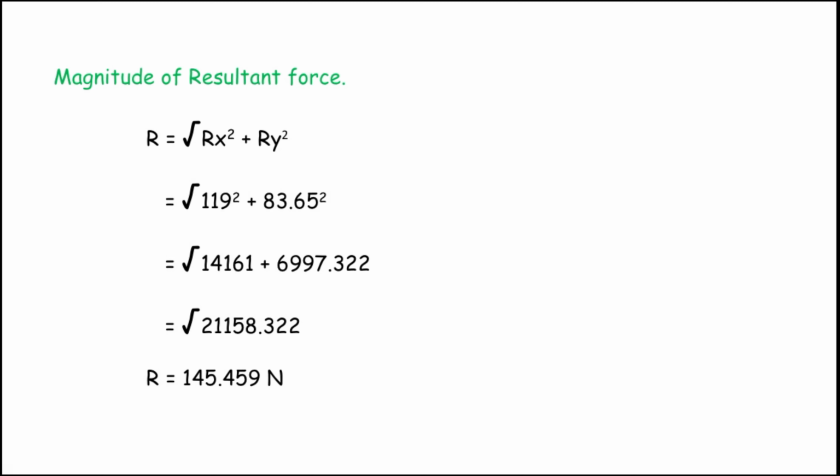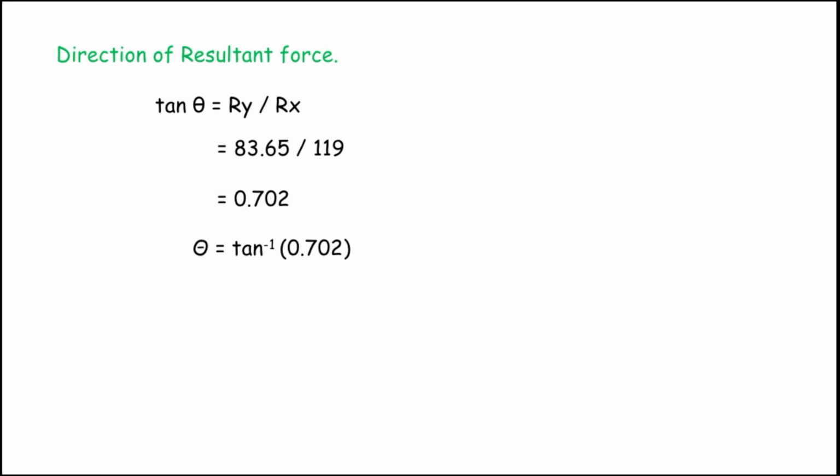Now we have to find the direction of the resultant. So the direction of the resultant: tan theta equal to Ry by Rx. Now we are going to substitute the values of Ry and Rx. It is 83.65 divided by 119 and the value will be 0.702. Now I am transferring the tan from the left to the right. It becomes tan inverse. So theta equal to tan inverse 0.702. By calculating this, the value will be theta equal to 35.06 degree. Now we found the direction of the resultant.